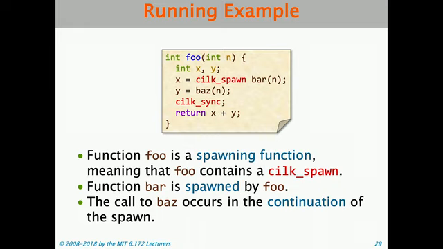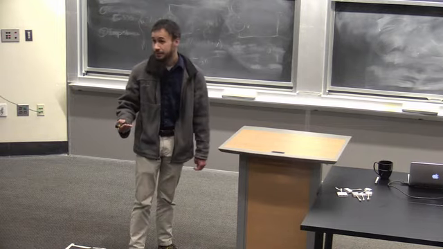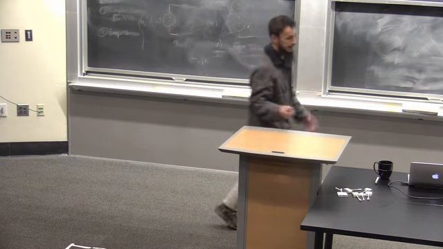Now, for this discussion, we're going to use a running example, which is just a really, really simple Cilk routine. It's not even as complicated as fib. We're going to have a function foo that at one point spawns a function bar, in the continuation calls baz, performs a sync, and then returns. And just to establish some terminology, foo will be what we call a spawning function, meaning that foo is capable of executing a Cilk spawn statement. The function bar is spawned by foo. We can see that from the Cilk spawn in front of bar. And the call to baz occurs in the continuation of that Cilk spawn. Simple picture.